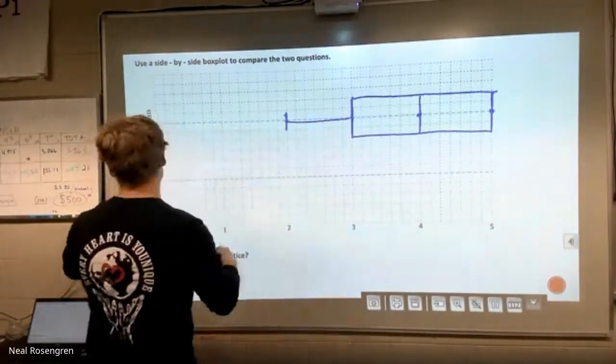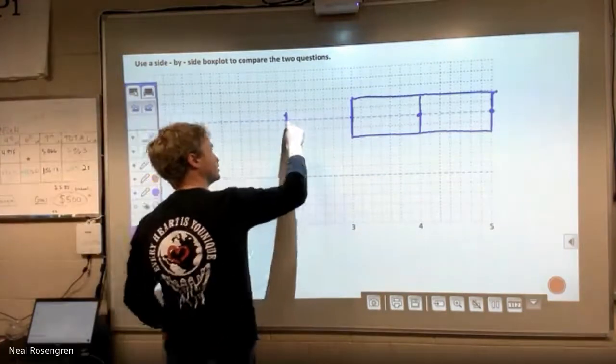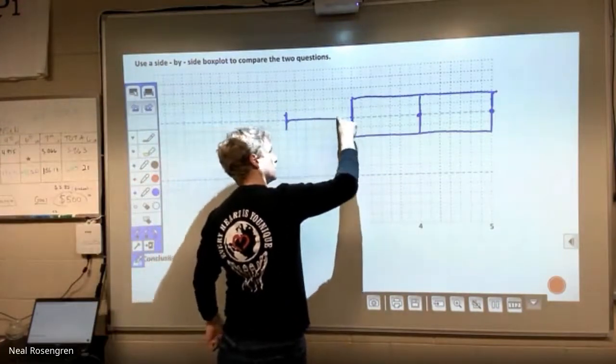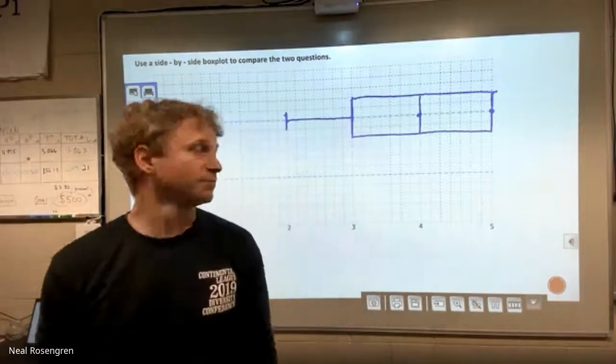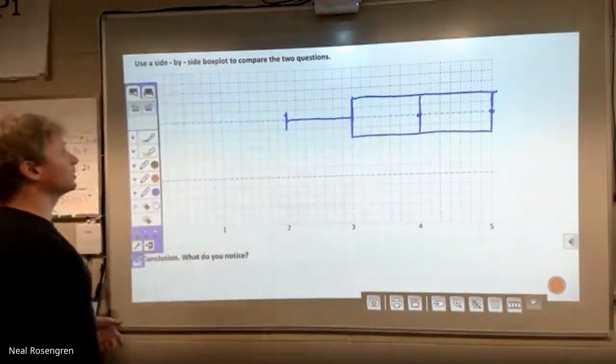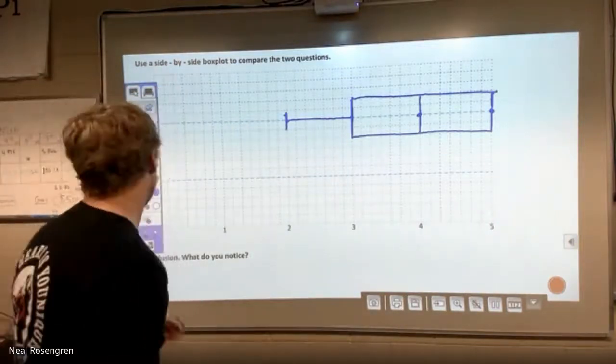Oh, that one drives me crazy. I have to go back and try to stay on the middle. There we go. A straight edge would be nice if I had one. There it is. There is my first box plot.